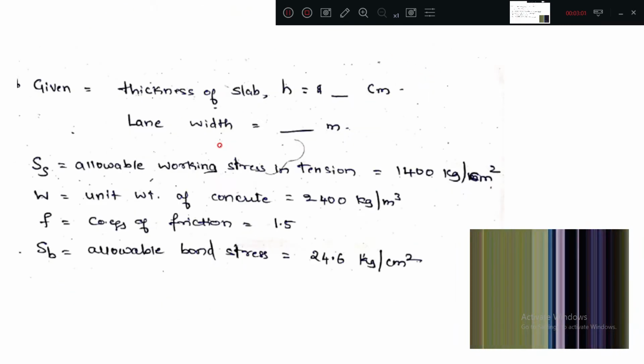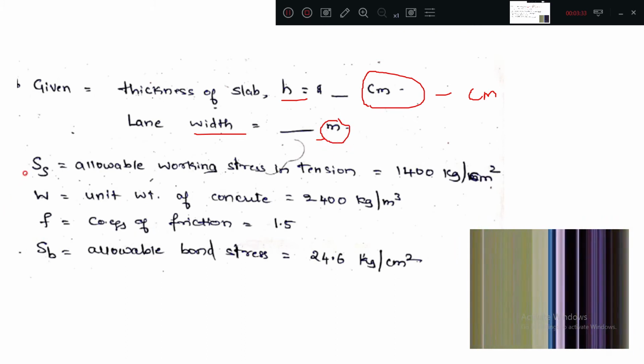Now if you go to the next one, in this type of design problem, that is tie bar design, generally the thickness of the slab h is given, and lane width is given. Always some dimensions such as thickness are in centimeter only. Apart from thickness, joint width is also given in centimeter. Lane width is generally given in meters.